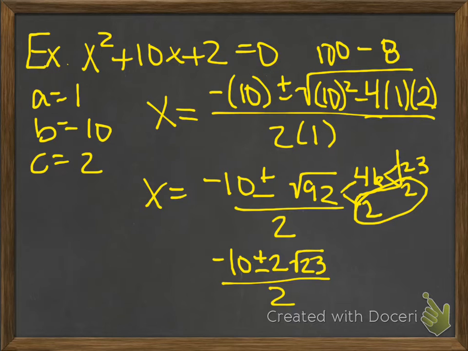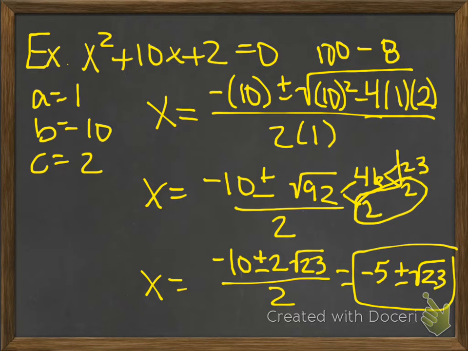Now, this means divide again. But this 2 does not divide into just the 10. It divides into both the 10 and the 2 that are outside. Inside the square root, never. Whatever's out here or under here cannot divide into the square root, ever. So what's negative 10 divided by 2? Negative 5. What's 2 divided by 2? 1. So my final answer should be negative 5 plus and minus 1 square root of 23. Fully simplified, that's what I'm going to be looking for.